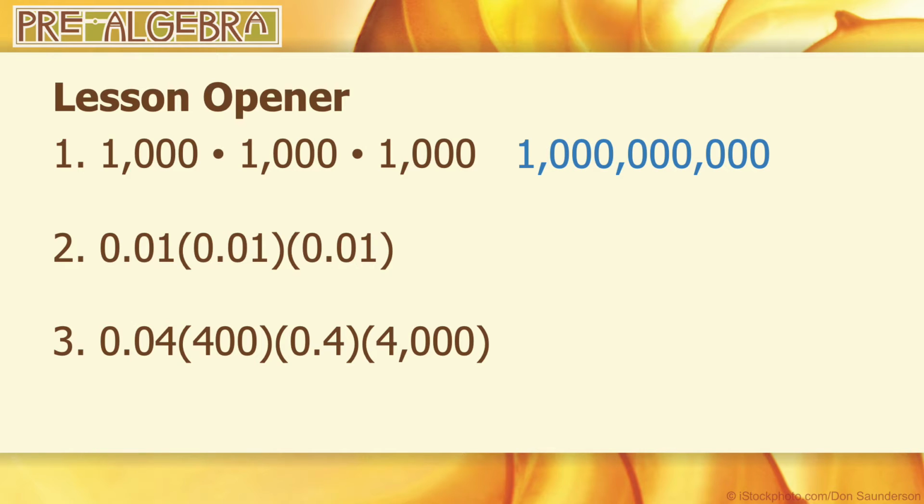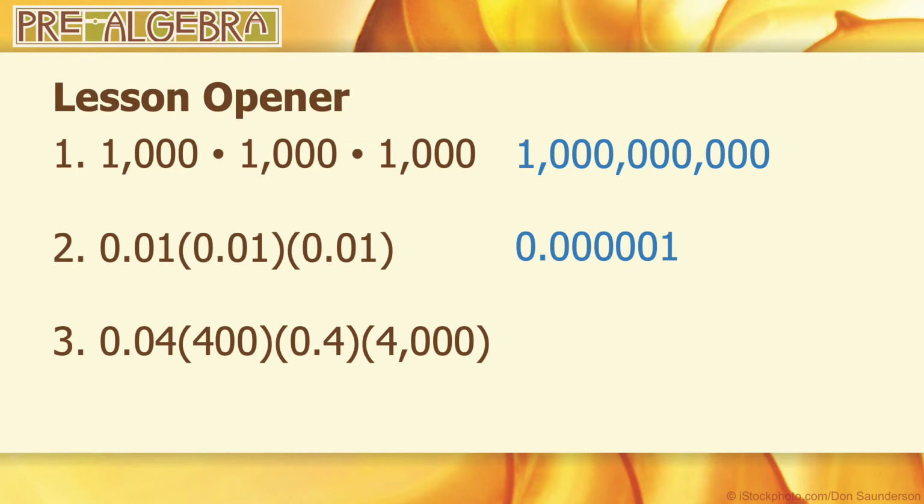Okay, and now we have 0.1 times 0.1 times 0.1. So this is going to be a smaller number, where we have the 1, 2, 3, 4, 5 zeros in front of that one.